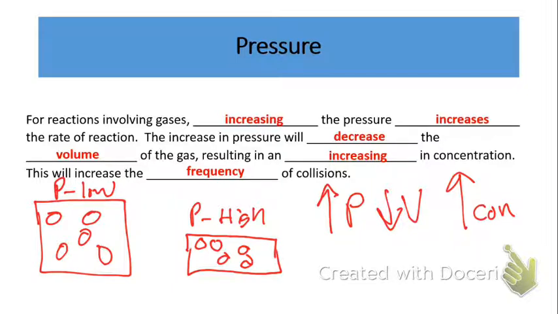And so here we just apply the same ideas of an increased concentration. We increase the concentration of these gas particles, and that increases the frequency of collisions. Therefore, the rate of the reaction should go up. So there's pressure for us.